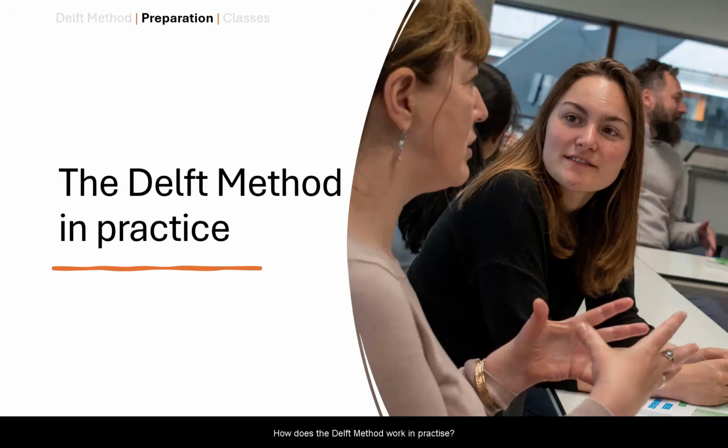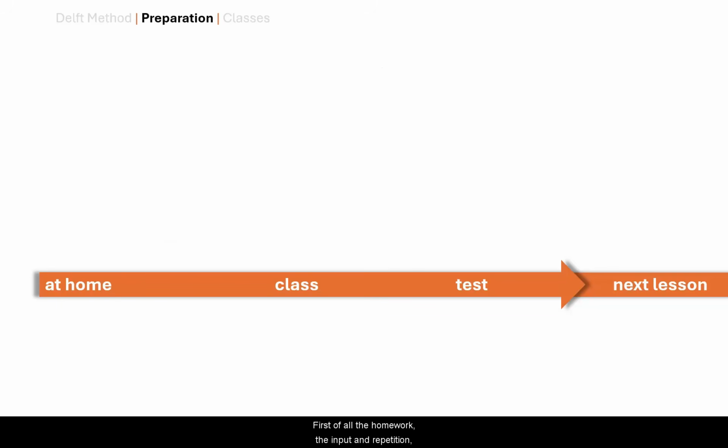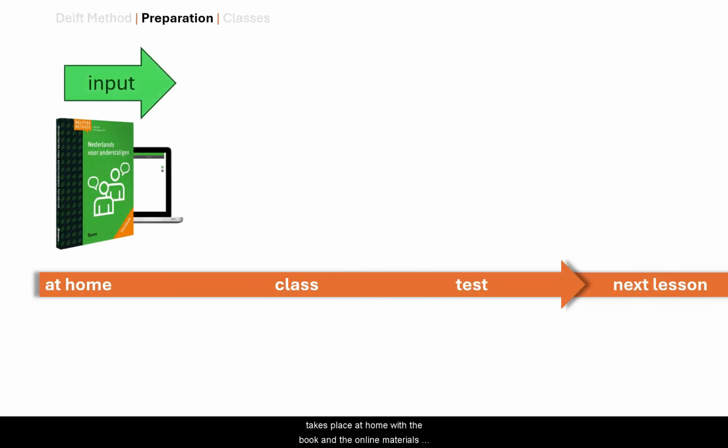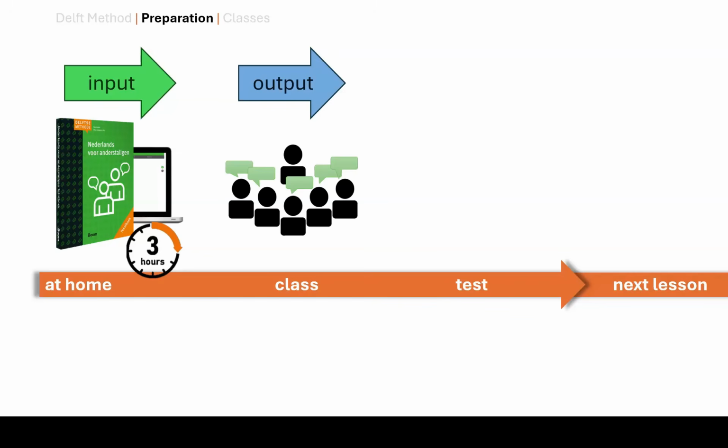How does the Delft method work in practice? First of all, the homework, the input and repetition, takes place at home with the book and the online materials before each lesson. Which means before coming to class, you should already know the words, understand the text, and have practiced the pronunciation. You will need around 3 hours per text. If you have successfully completed this preparation, you will be ready to participate in the conversation class in Dutch.